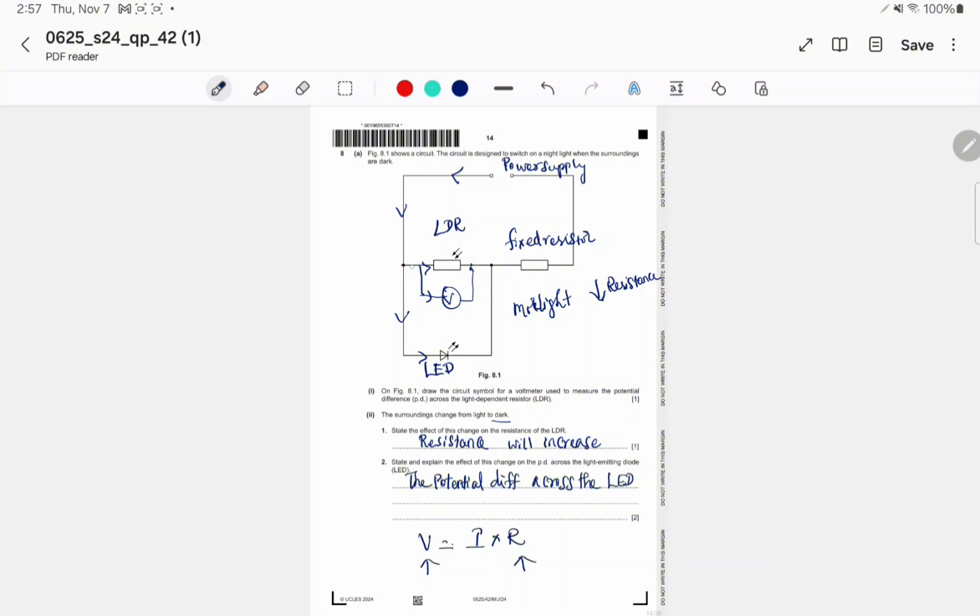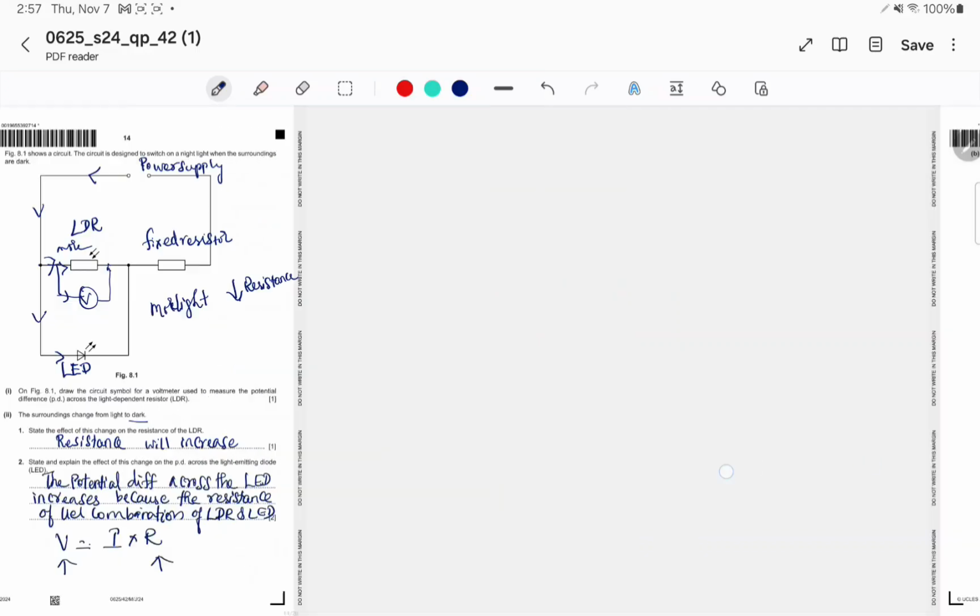Because it comes from here, they are taking more during the darkness. So the potential difference across the LED increases because of the resistance of the parallel combination of LDR and LED. Okay, this is the way we can write it.